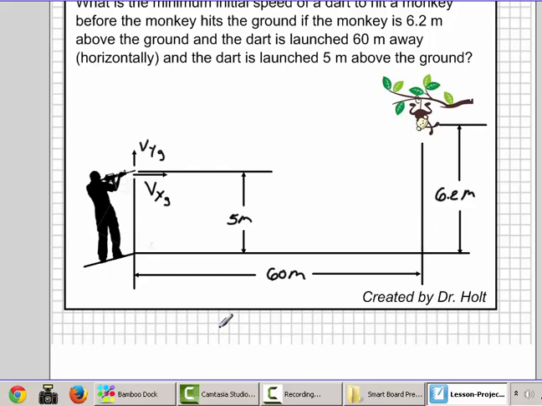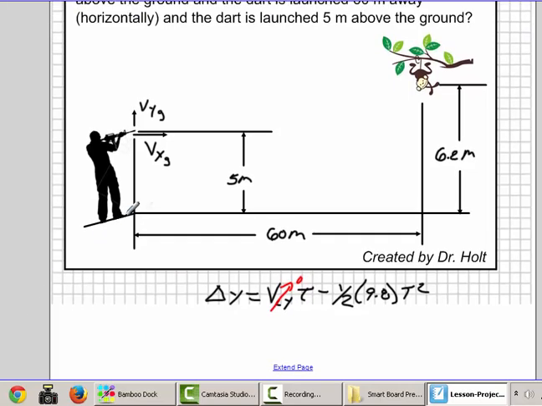We go back to the equation that delta y is equal to vi in the y times t minus 1/2 times 9.8 times t squared. Since the initial velocity is 0, we can ignore this part here and let that go to 0. At this point, we can put our displacement in. We're going to fall 6.2, so our displacement is going to be negative 6.2 meters. So that is equal to negative 4.9 meters per second squared times t squared.